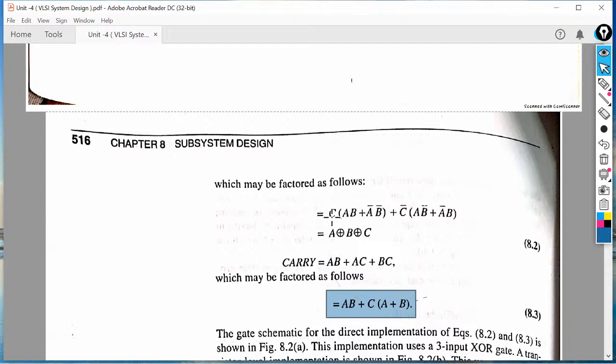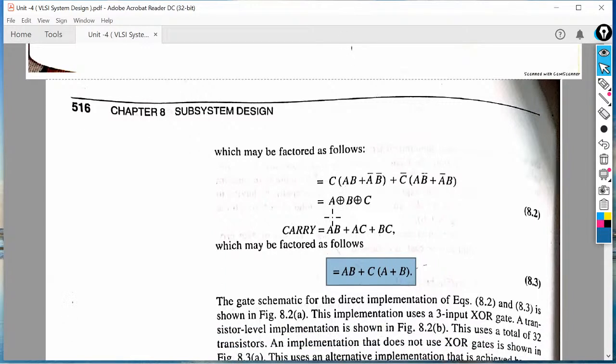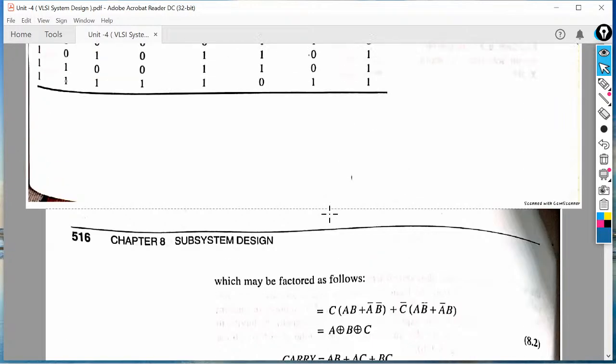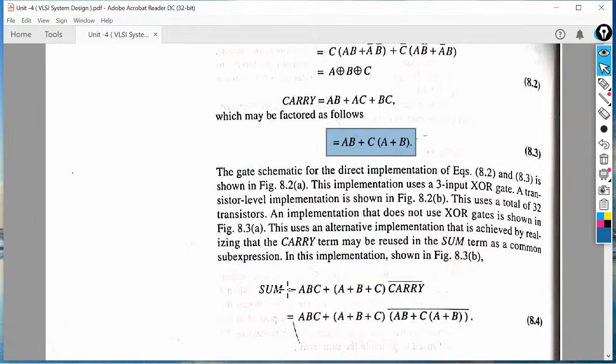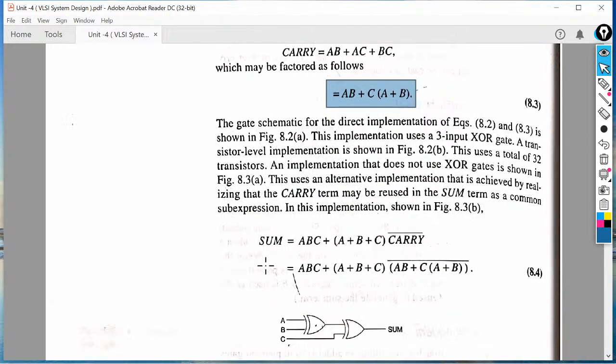So this is also a design consideration: always try to design any circuit, or always try to perform the operation, by using fewer operators. This will improve the area, or this will improve the speed of any operation. Okay. So this one is the equation of sum.